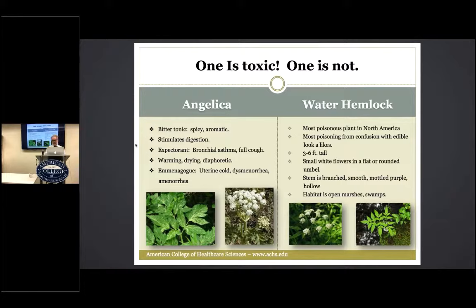The hemlocks look an awful lot like Angelica, particularly because of the inflorescence that they have. It's that umbel shape that the two plants have. They're not exactly alike, but an awful lot of people who are not skilled will harvest hemlock and use it as angelica, and they're going to get really sick or they're just going to die.